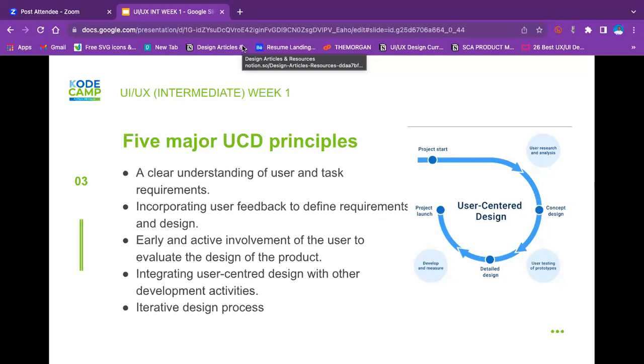Now, the next principle is that you need to integrate user-centered design with other development activities. So while you're trying to do your research, you're trying to ideate, you're trying to do all of those things, you need to also consider other development activities.